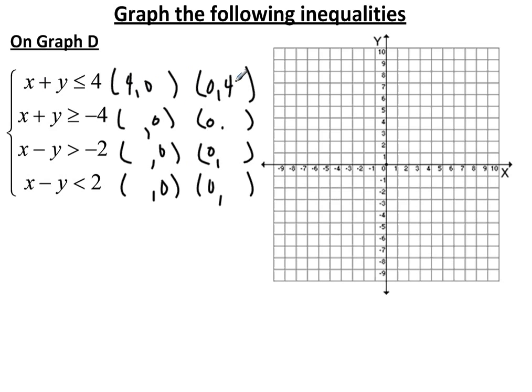So that's 4, 0, 0, 4. This one's going to be -4, 0, 0, -4. It's a negative. This one's going to be -2, 0, 0, 2. And the last one's going to be 2, 0, and then 0, -2. So let's graph the first one at 4, 0, and 0, 4. Sorry, 0, 4 is up here. Okay, it's the slope of 1. So this is going to be solid. So on the diagonal of up 1 over 1, I'm going to draw a solid line. If I use a test point 0, 0, I'm going to get a true statement, so I know I need to be below this line.